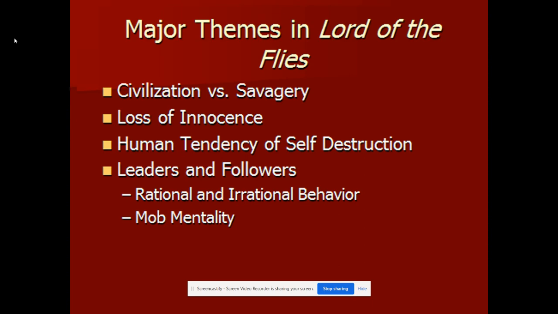It's also about the human tendency towards self-destruction. We are sometimes our own worst enemies and destroy ourselves under terrible circumstances. Leaders and followers, rational versus irrational behavior. Rational meaning thought out, scientific, versus behavior that has no basis in fact. And mob mentality, which means that people behave differently in large groups than they would by themselves. Sometimes you get all caught up in the people around you and forget to make decisions for yourself. So this book has that idea in it as well.